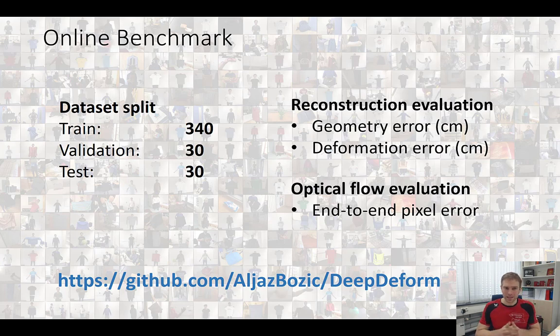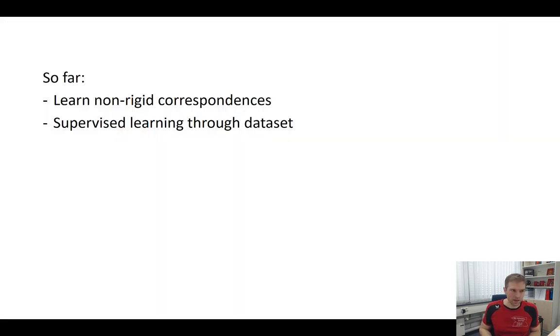Now, the lessons learned so far is we can learn non-rigid correspondences. I mean, that's not a big surprise, but it's what deep learning has been doing for quite a while now. We also, of course, solved the difficult task of providing the data. I would say the network is probably improvable, but I think the data is actually the main contribution because that is very difficult to obtain, right?